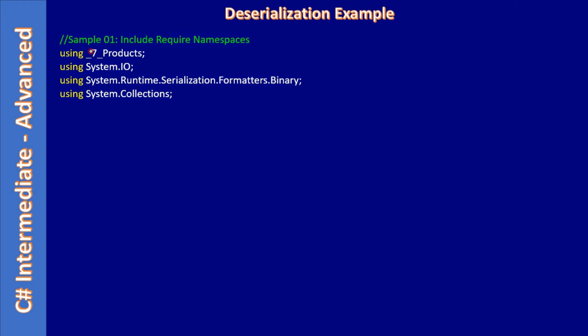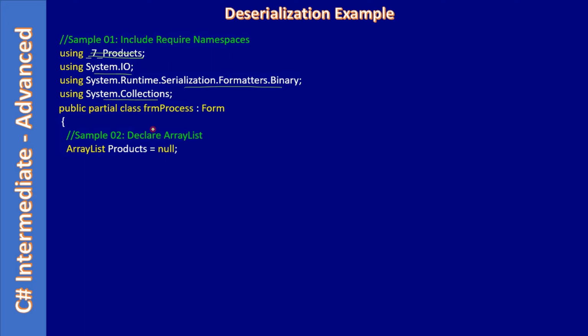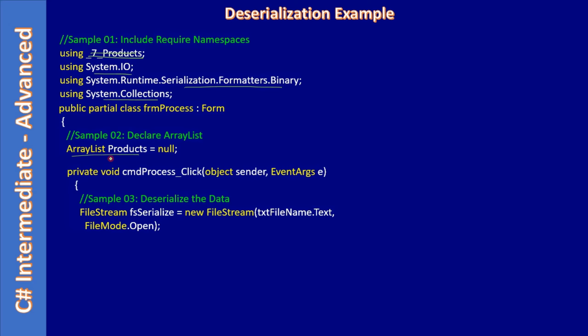So as usual, we will change this to product lib. We need the System.IO package, the binary formatter and System.Collections. Here we kept the array list as null. Then in the cmd process click, you can see we are creating the file stream as we did previously. We specify the file name. This time the user is giving it in the text box. Then the mode is not create. This time the mode is open. Why? Because we are opening the file for reading purposes.